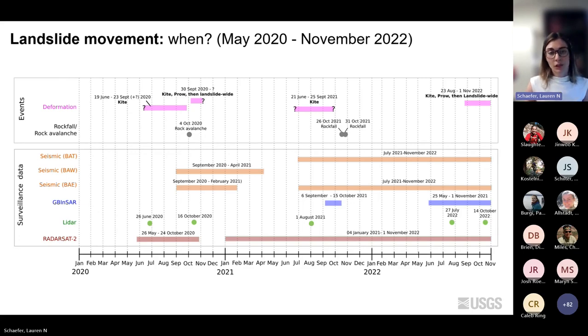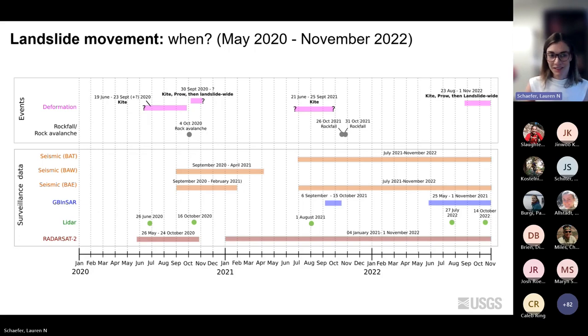We have evidence of localized movement. So, for example, just the kite was moving in this period. And then we have periods of landslide-wide movement. On top of that, we have the surface activity. So I'm only showing three more significantly sized rockfall or rock avalanche events, but the surface activity of this landslide is pretty constant. When I talk about the localized movement, this is on the order of centimeters to tens of centimeters. And then for the landslide-wide movement, this could be upwards of 6 meters. So it's still variable, but it is still moving quite a bit when it does move landslide-wide.